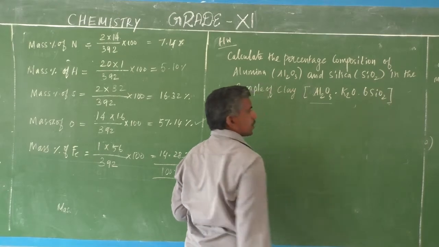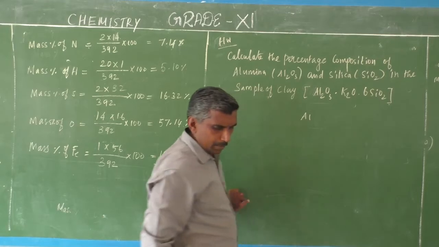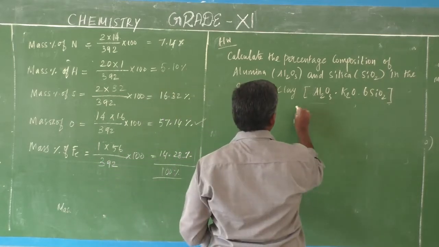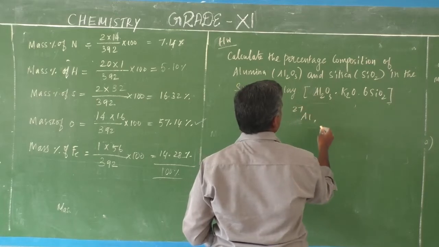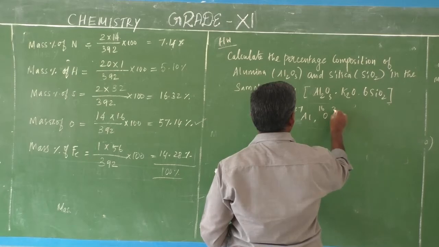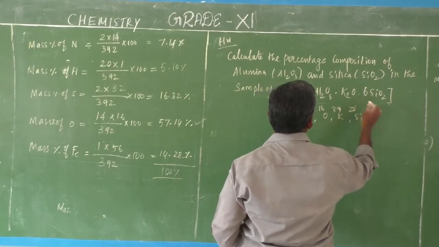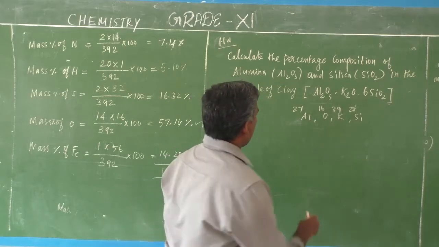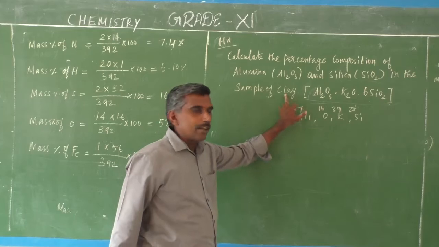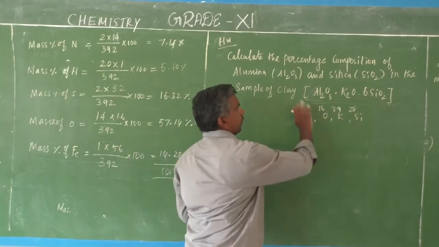You find, as the first step, the molecular mass. Aluminium atomic mass is 27, oxygen 16, potassium 39, silicon 28. First, you find the molecular mass of the clay formula. What is the clay formula? Al2O3·K2O·6SiO2. You find the molecular mass of clay.